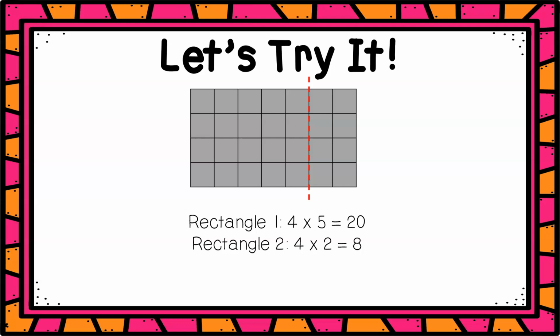Now we need to add together the areas of the two smaller rectangles so that we can find the total area of the original figure. So 20 plus 8, and we know that 20 plus 8 equals 28. So the area is 28 square units.